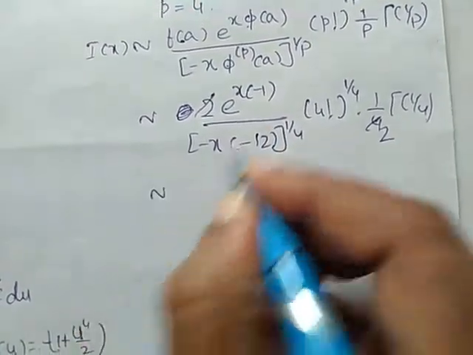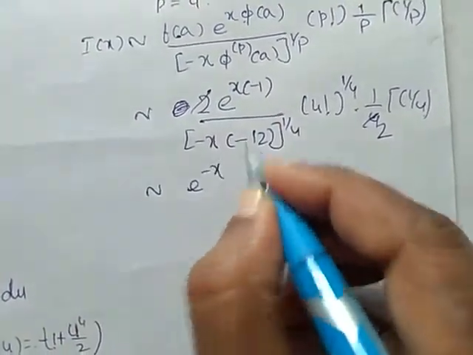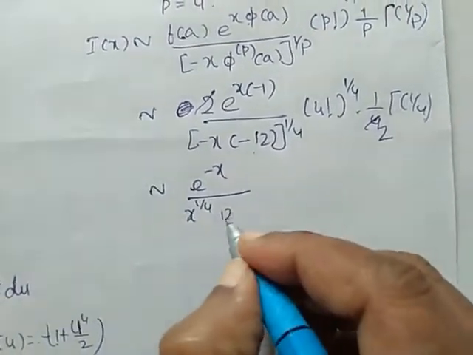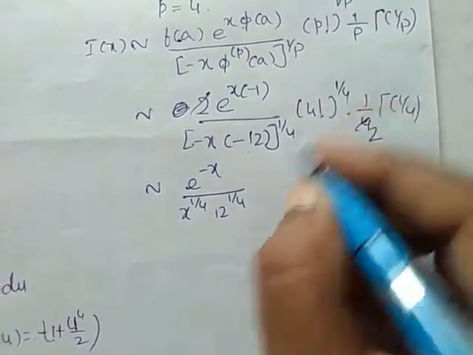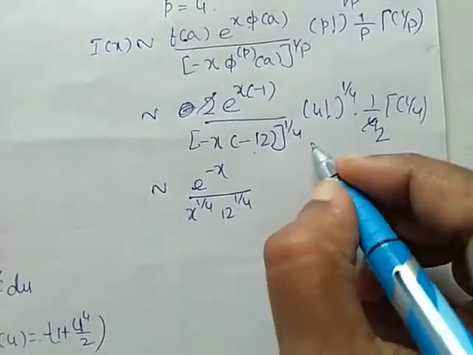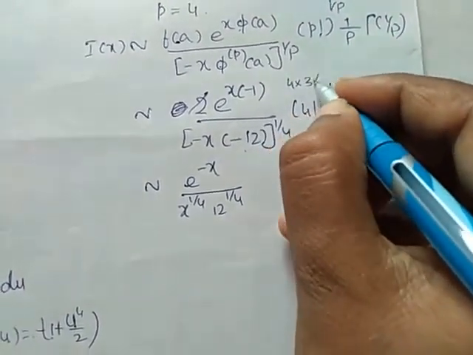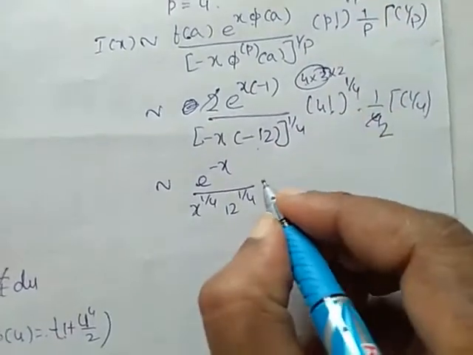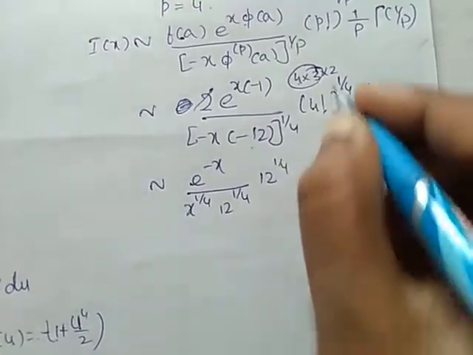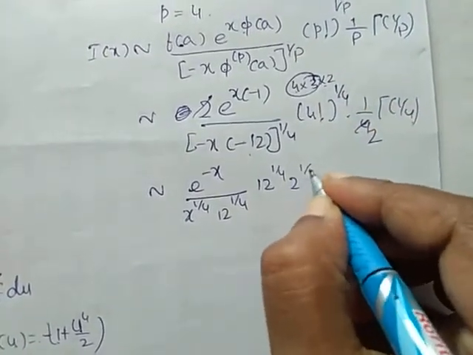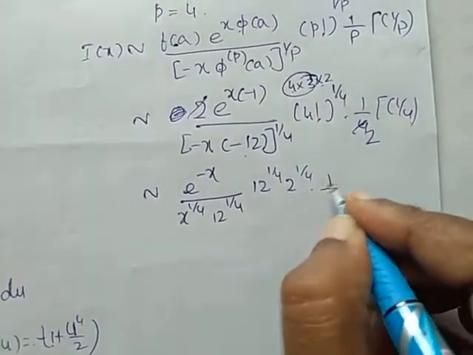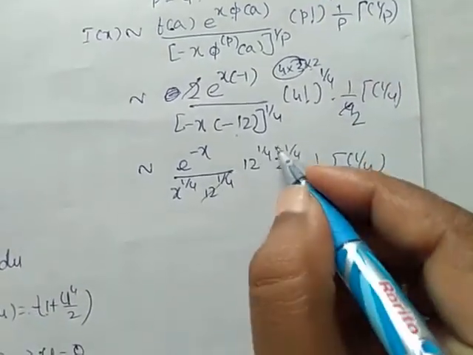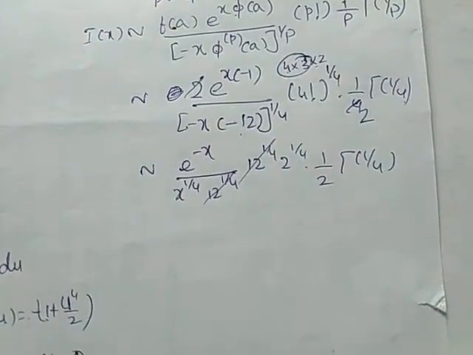We can write this as e power minus x, minus into minus, plus x to the power 1 by 4, 12 to the power 1 by 4. We can write this as 4 into 3 into 2, and 4 into 3 is 12. Therefore 12 to the power 1 by 4 into 2 to the power 1 by 4 into 1 by 2 gamma of 1 by 4. Just mathematical simplification to cancel these two terms.